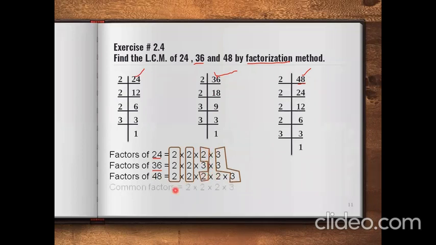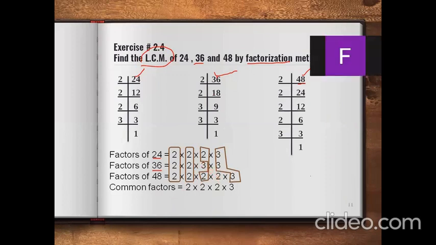Okay. Then simply you will first write all your common factors. Now what are your common factors? This 2, this 2, this 2, and the last one is 3. So simply you will write all the common factors. And since you are finding the LCM, you will also multiply the uncommon factors as well. Now 2 multiplied by 2 multiplied by 2 multiplied by 3, what will you get here?